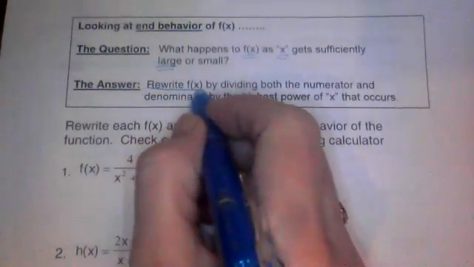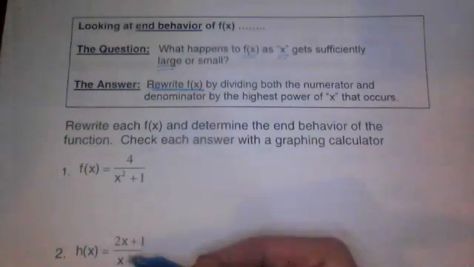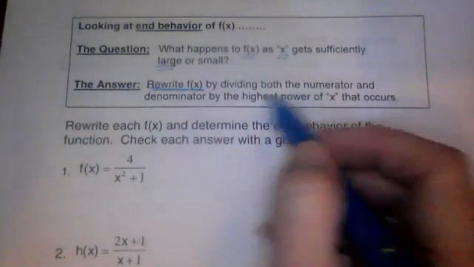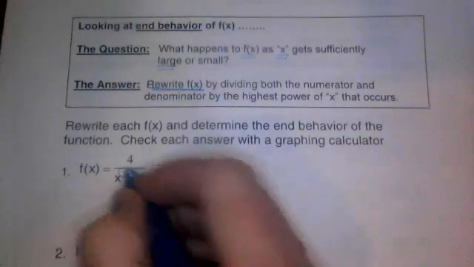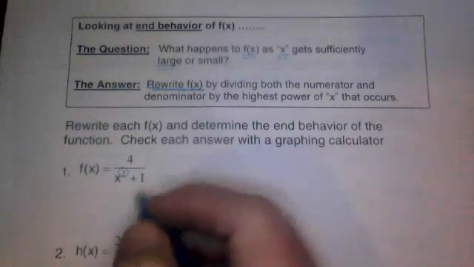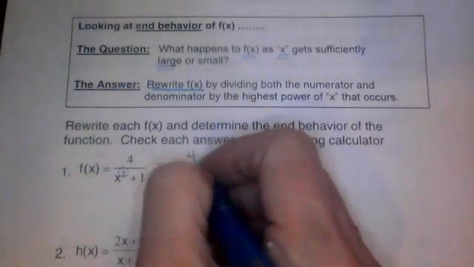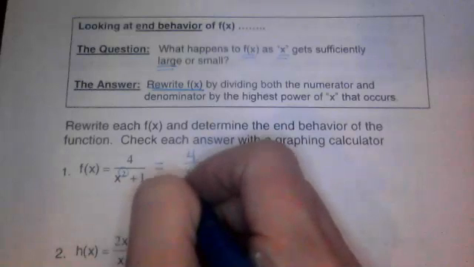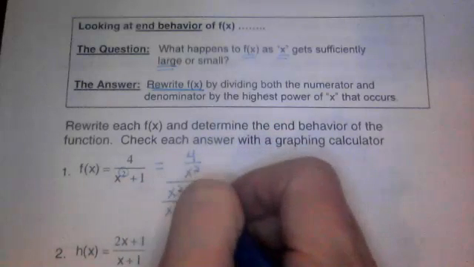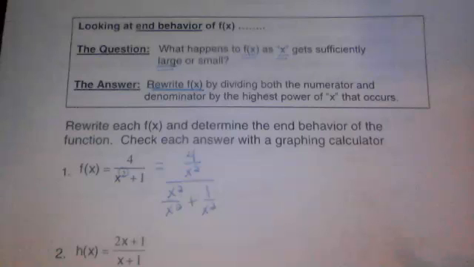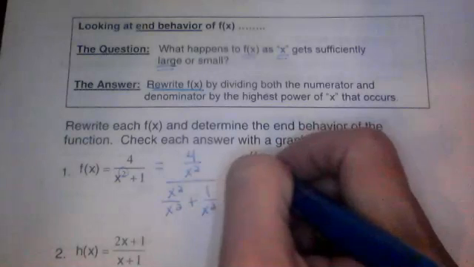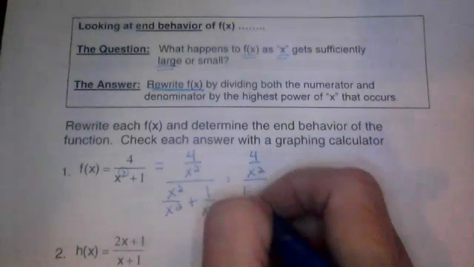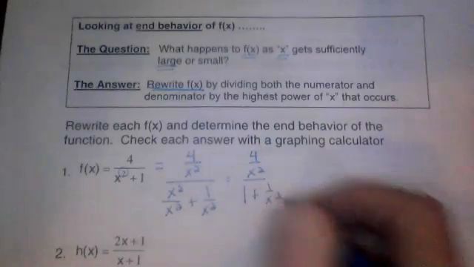In order to get the answer, we are going to rewrite these equations and divide by the highest power of x that we see in everything. Here, our highest power of x is x to the second. So this is what we're doing. We're going to divide 4 by x squared, x squared by x squared, and 1 by x squared. Then if we can, we'll reduce. The 4 over x squared doesn't reduce. The x squared over x squared is just 1. The 1 over x squared does not reduce.